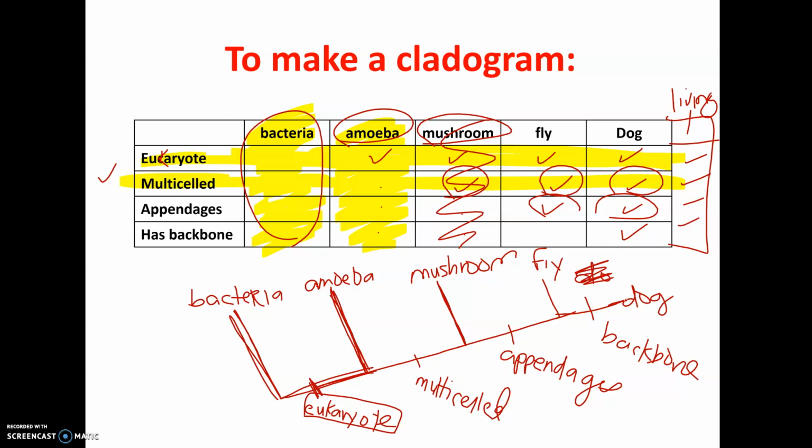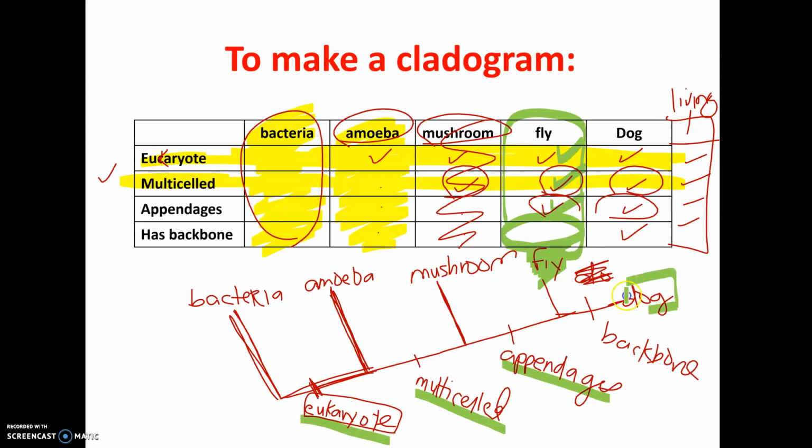Pick an organism in your cladogram. So let's say I pick the fly. If I did this correctly, the fly should have appendages, multi-celled, and eukaryote, but not a backbone. Does that match the fly? Yes. Appendages, multicellular, and eukaryote, but does not have a backbone. So you can double check yourself.